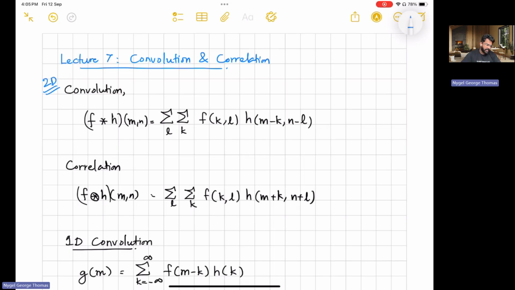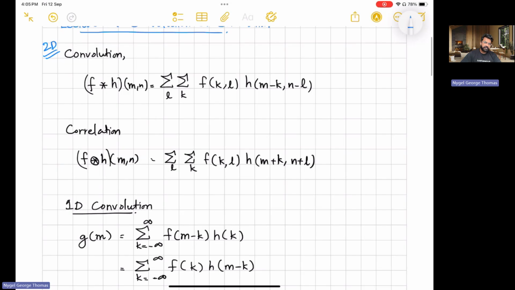In this lecture, let's discuss convolution and correlation in a bit more detail. First, let's look at the definition of convolution in the discrete domain. Basically, we have two functions, f and h. f convolved with h, of course, is a function of m and n. That m and n are the locations of the pixels, as we have discussed earlier.